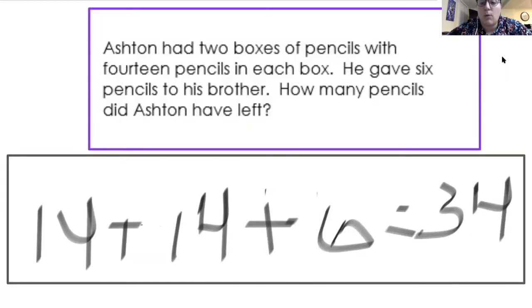So I want you to look at this problem and how it was solved below. Okay, so Ashton had 2 boxes of pencils with 14 pencils in each box. She gave 6 pencils to her brother. How many pencils did Ashton have left?